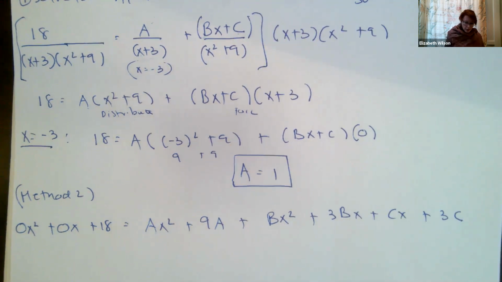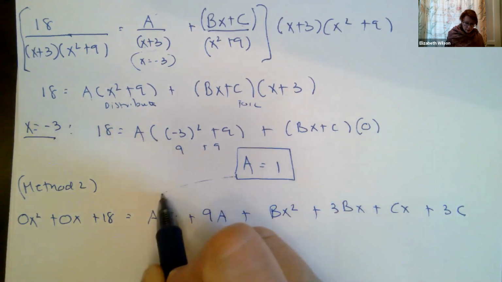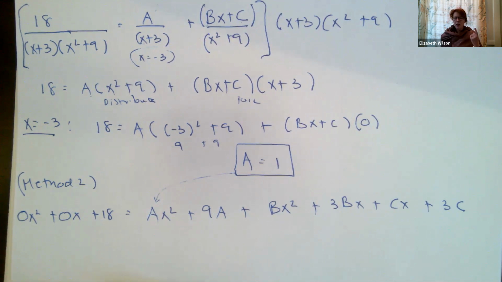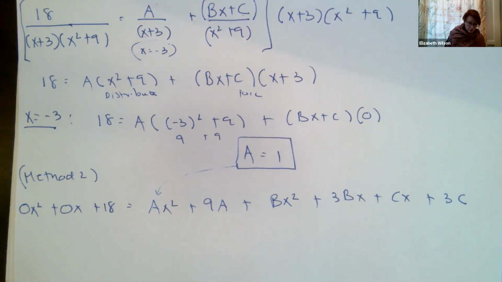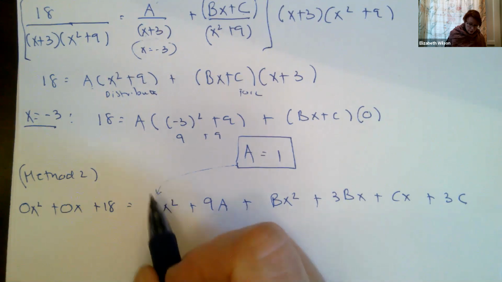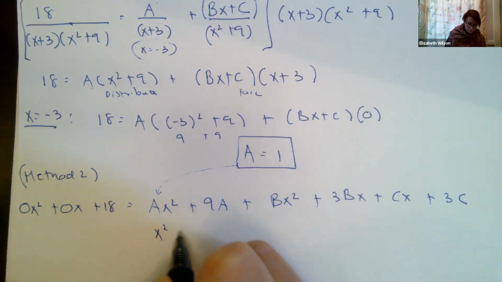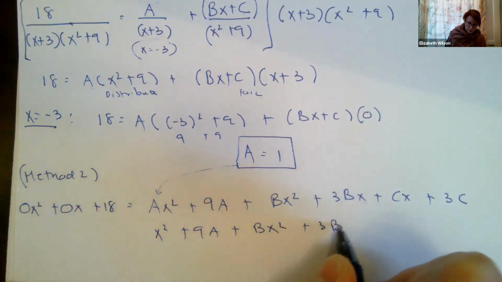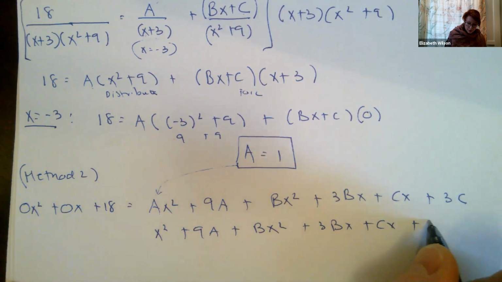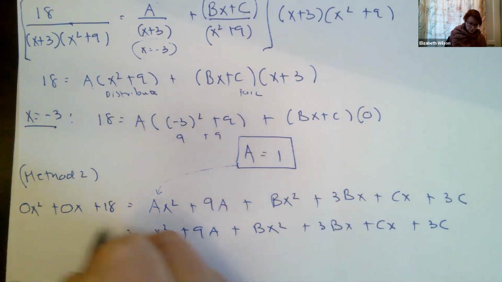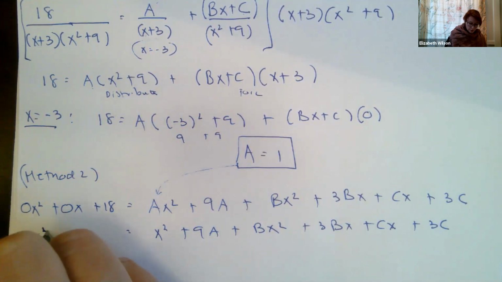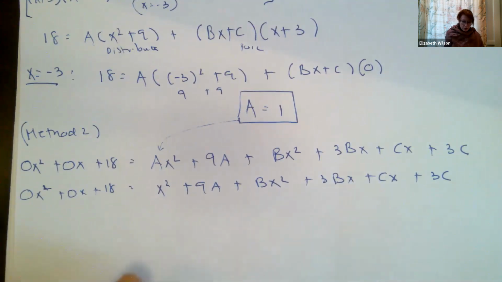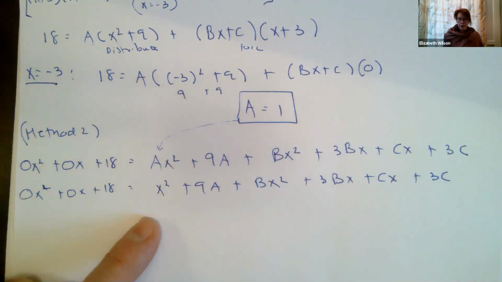Now what I can do is, I have a, so I can substitute in 1 for a. That's going to make it easier. Now I won't have 3 variables here, I'll just have 2 that I'm working for. So if I substitute in 1 for a, basically I'm going to get just x squared plus 9a plus bx squared plus 3bx plus cx plus 3 times c. And this is still equal to 0x plus 18. All I did was substitute in a equals 1 right there.